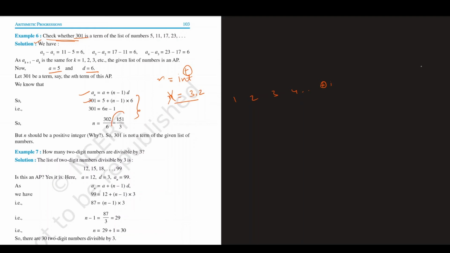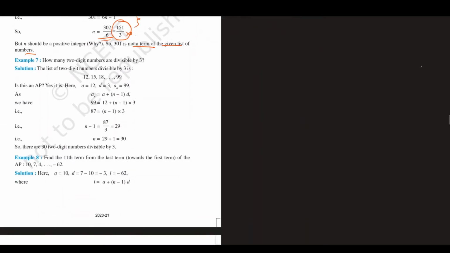So just put the values a is 5, d is 6 and solve. We get this. As n is not an integer, it is a rational number which is not an integer, so it is not a term. 301 is not a term.